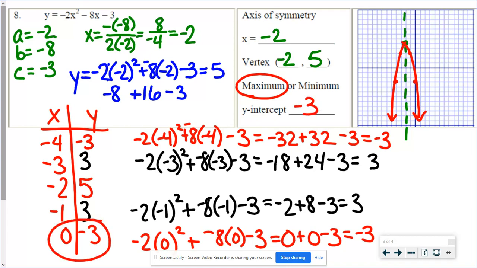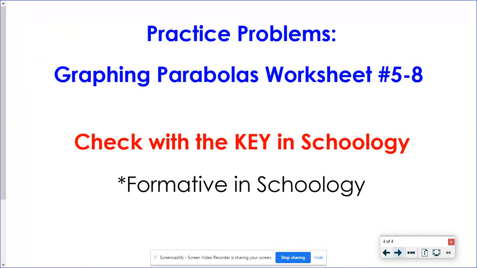Now, your assignment today is to finish up the rest of the backside. So you have 2 more problems to do. You've got to do 6 and 7, the answer keys in Schoology. Make sure that you check that. If you need any help, let us know. And then don't forget to take the formative in Schoology.